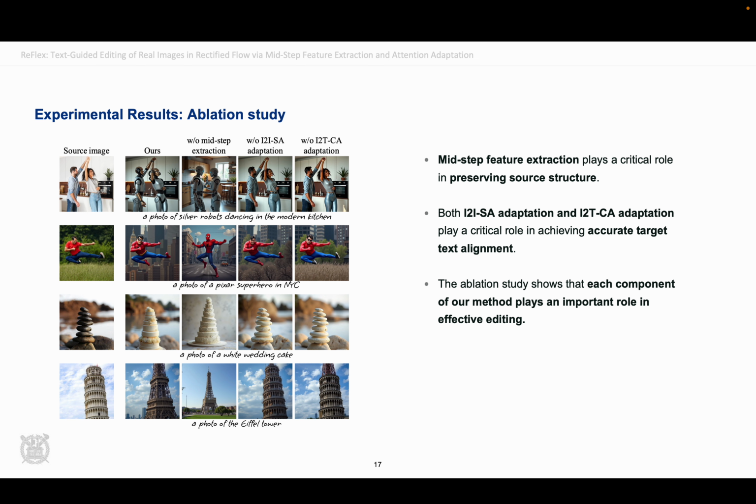We can see that mid-step feature extraction plays the most critical role in preserving the structural consistency of the image. In addition, both attention adaptation techniques significantly contribute to improving text alignment.